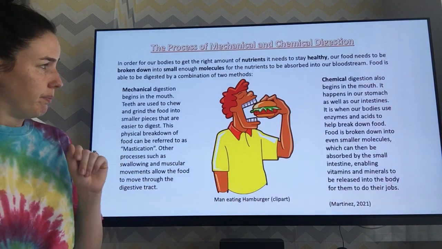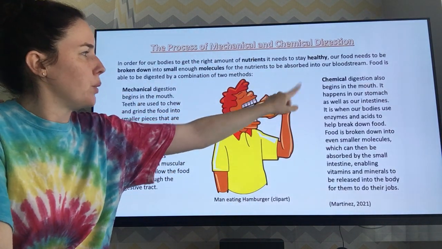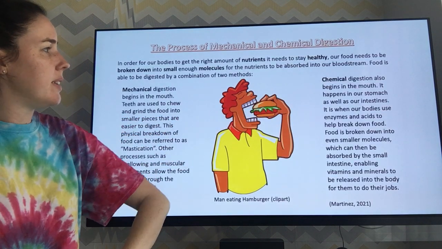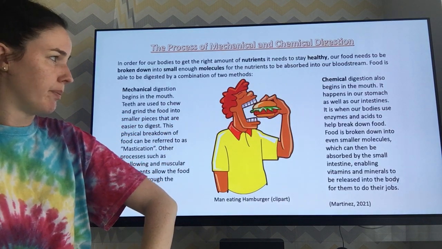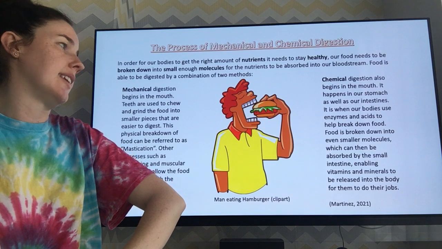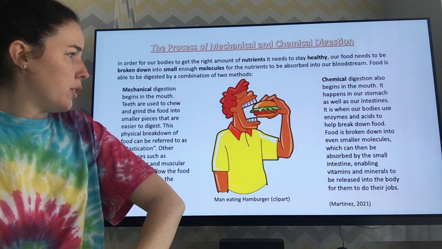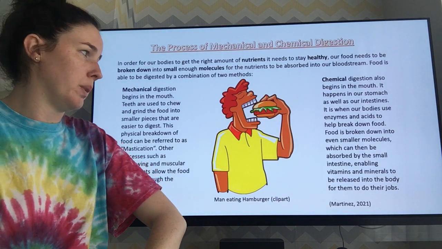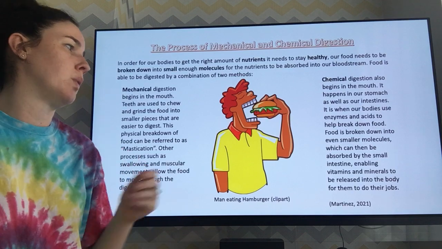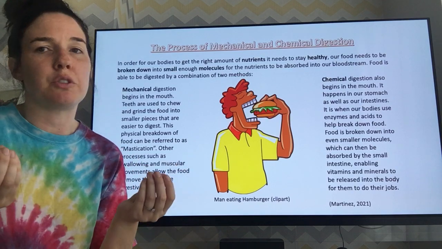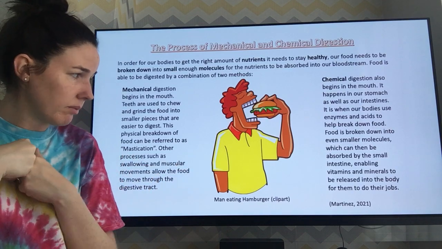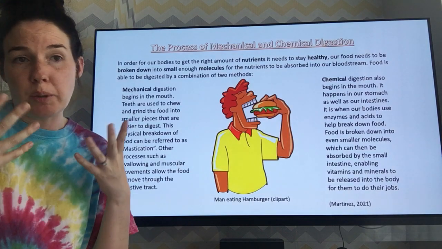The second method is chemical digestion. This also begins in the mouth. It happens in our stomach as well as our intestines, and is when our body uses enzymes and acids to help break down food. Food is broken down into even smaller molecules, which can then be absorbed by the small intestine, enabling vitamins and minerals to be released into our body to help them do their job.